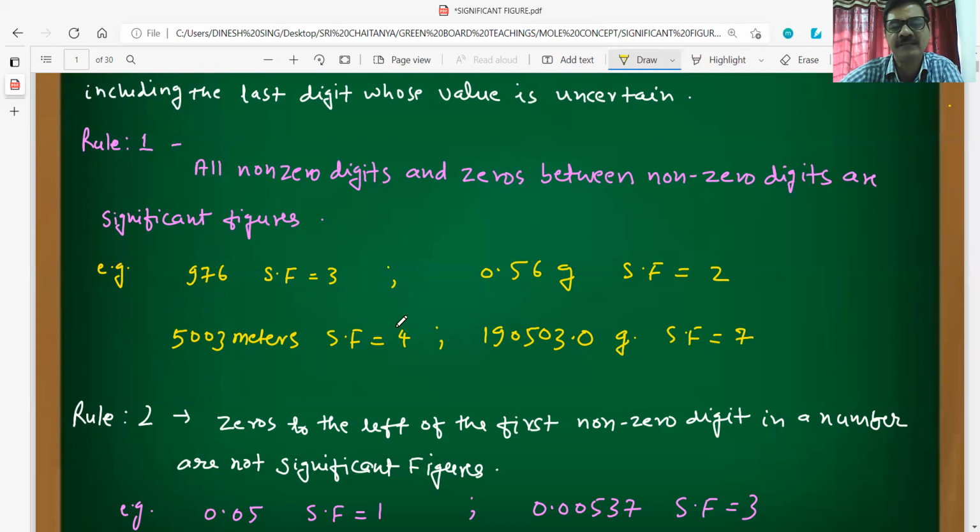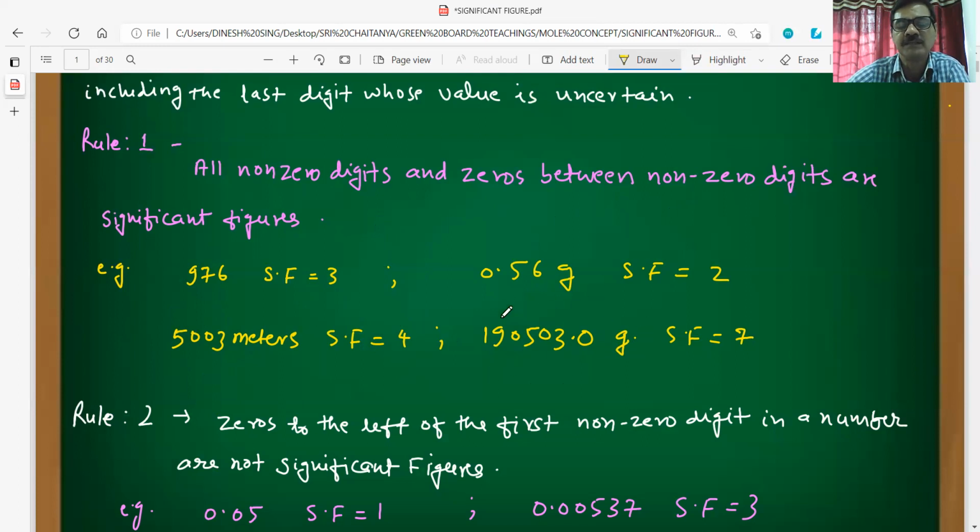In IIT generally one question is asked on this; significant figures are common in both physics and chemistry. So every year you can see one problem regarding this thing. So it is a very simple thing.